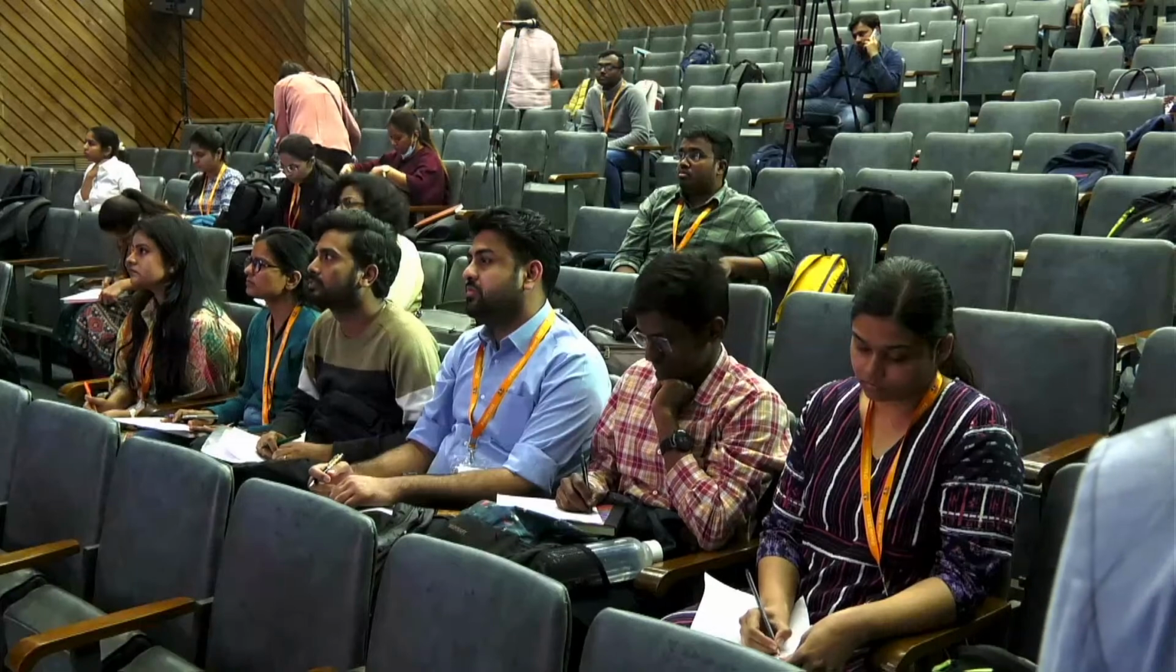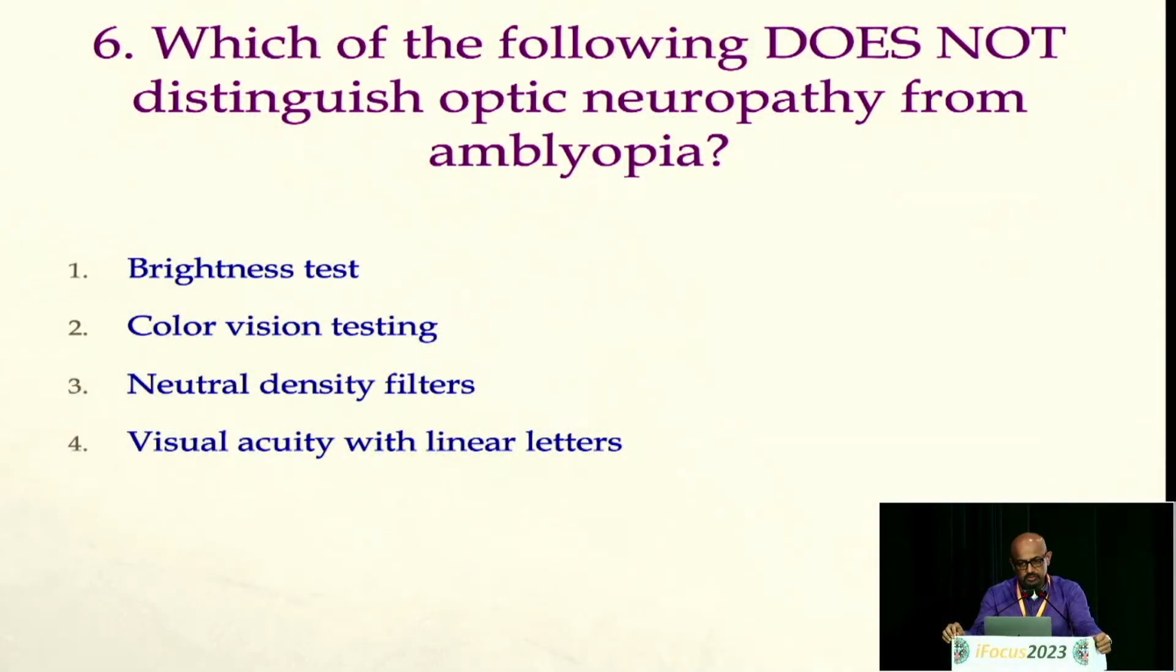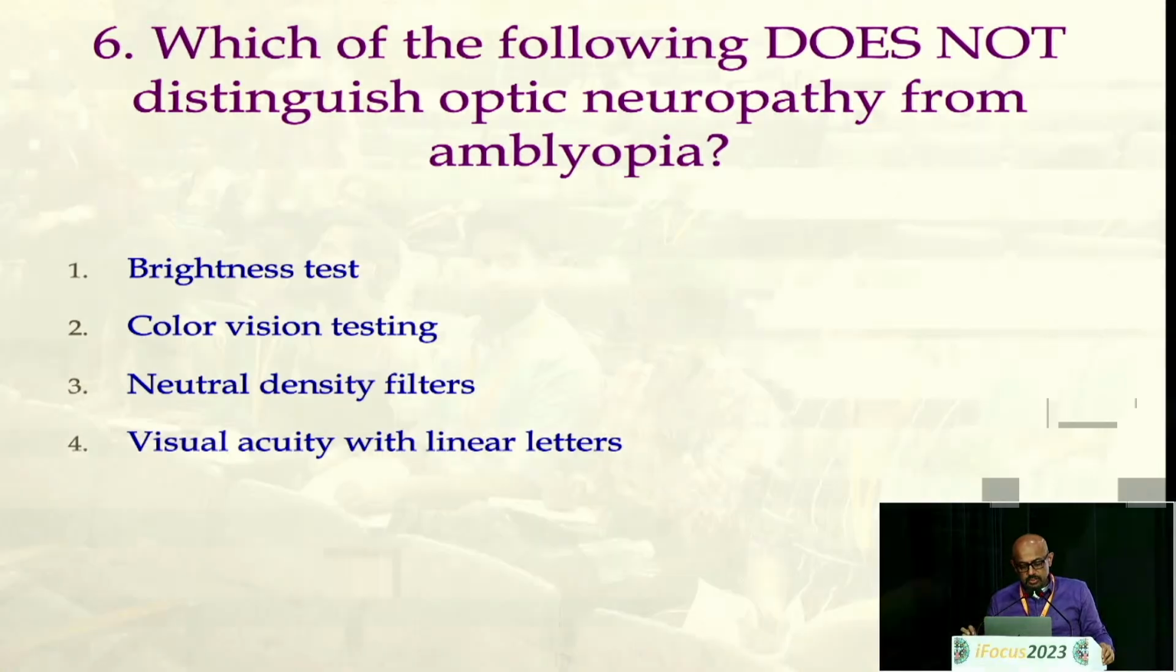Which of the following does not distinguish optic neuropathy from amblyopia? Brightness test, color vision testing, neutral density filters, and visual acuity with linear letters. Which one of these will not distinguish optic neuropathy of any cause from amblyopia? Brightness test, color vision test, neutral density filter, and visual acuity with linear letters.